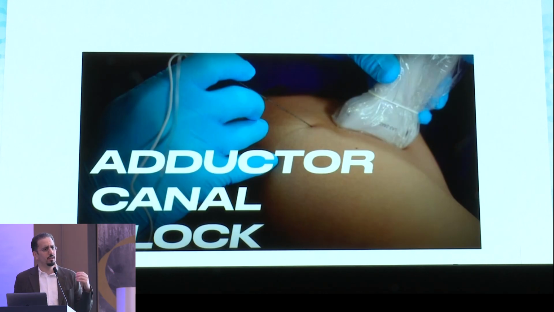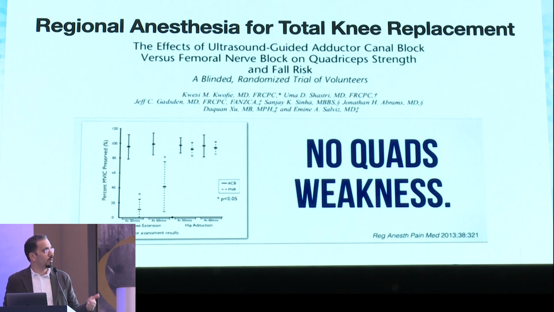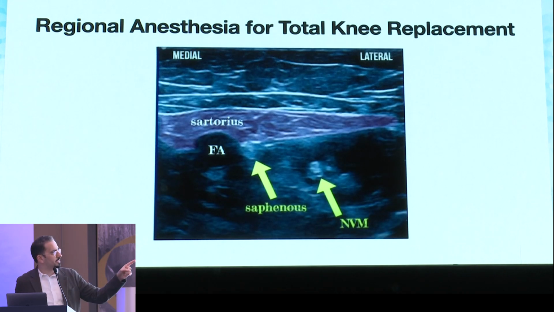The adductor canal block is basically you're blocking the saphenous nerve, which is a branch of the femoral nerve, in the adductor canal. It is as effective as blocking the femoral nerve, but with almost no quad weakness at all. The only issue with it is sometimes you miss the nerve to vastus medialis, and that's why if you only block the adductor canal, you only have a 50% chance of getting an excellent block post-operatively. And you can see the saphenous vein can be blocked, but sometimes you miss the nerves to vastus medialis.